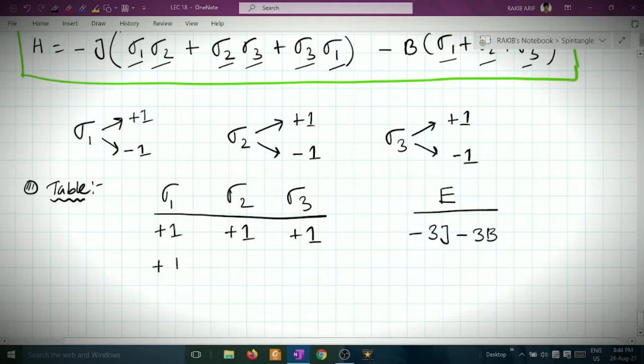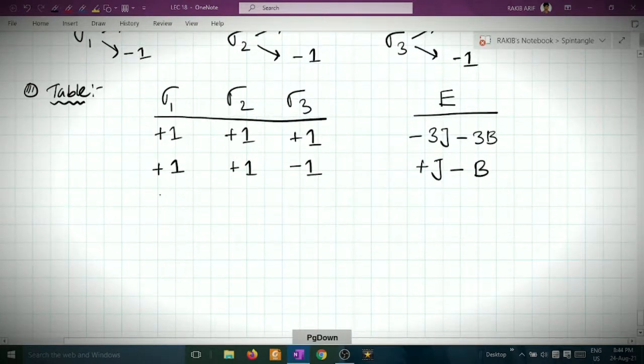Now I am taking sigma_1 as plus 1, sigma_2 as plus 1, and sigma_3 as minus 1. Check this: plus 1 times plus 1 gives plus 1, and there will be two negative 1 terms, and the first term and second term go with each other. So there will be a plus J term. You can check it. Putting plus 1, plus 1, minus 1 in the field term gives a minus b term. So the energy is J minus b.